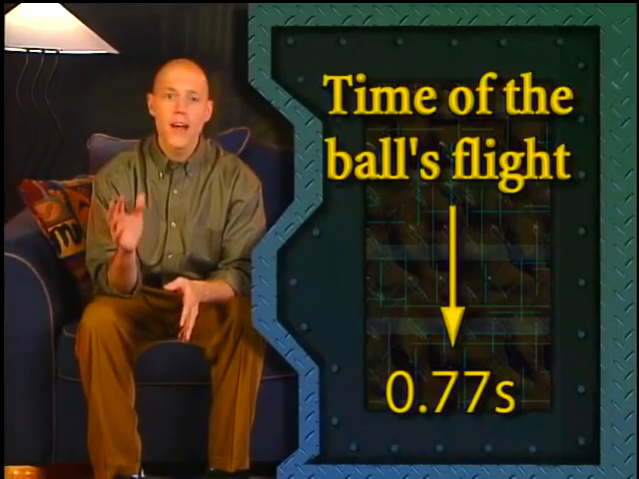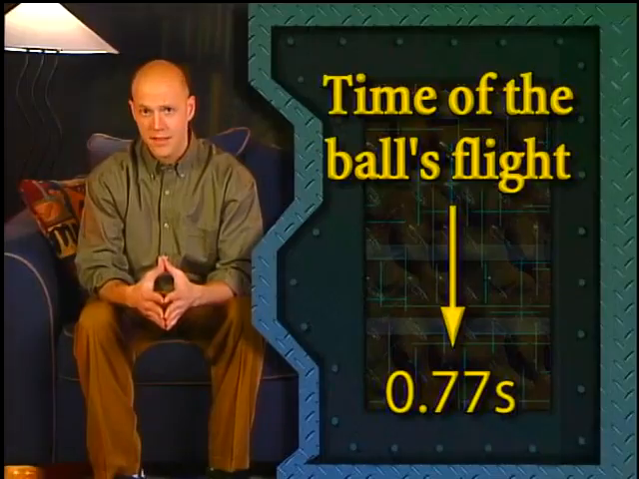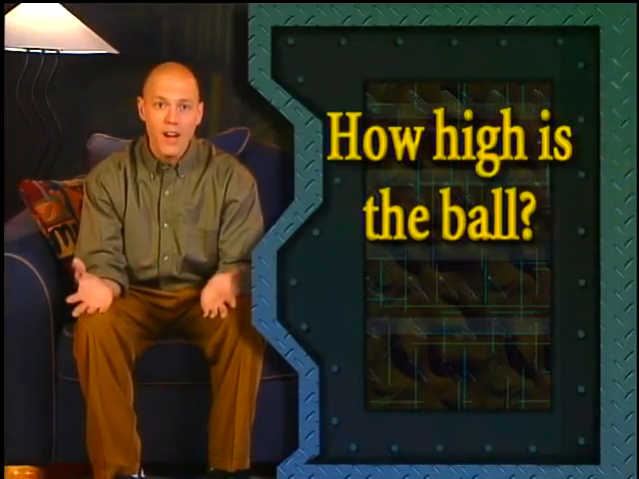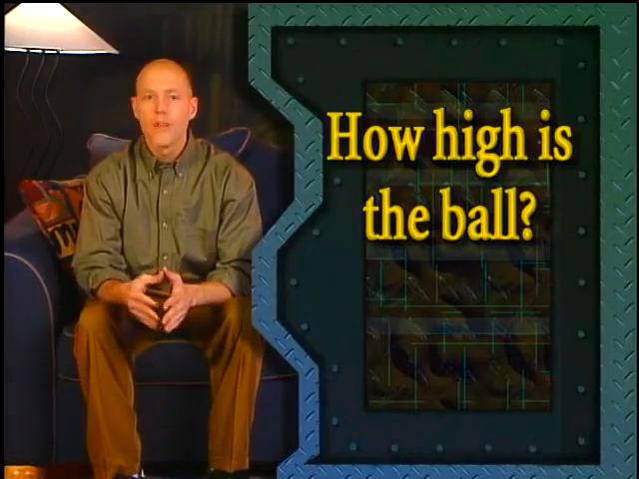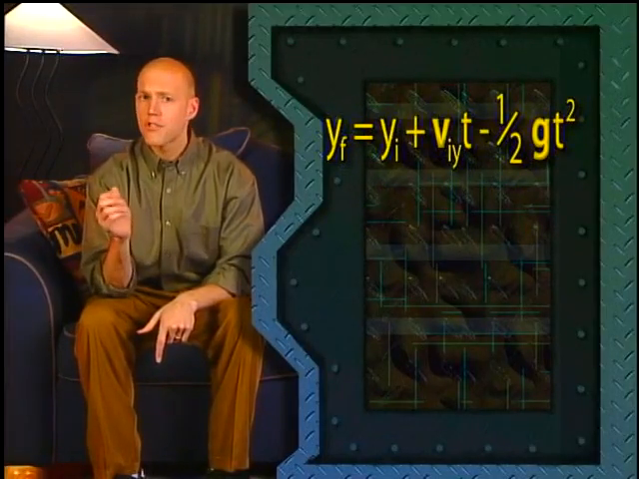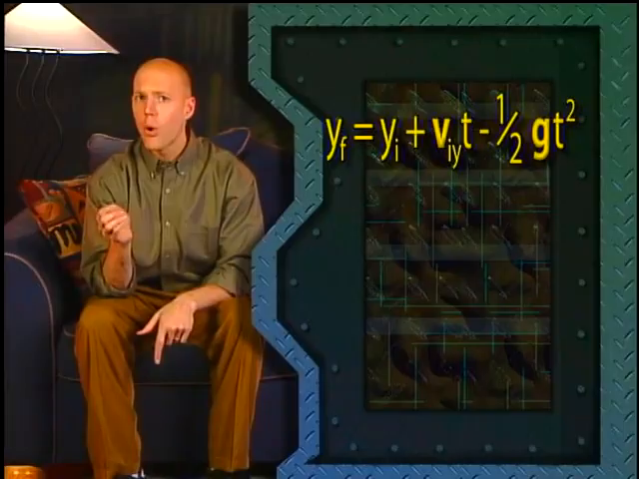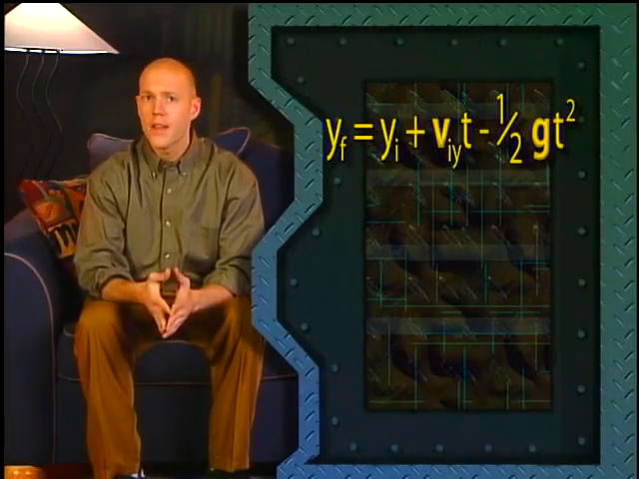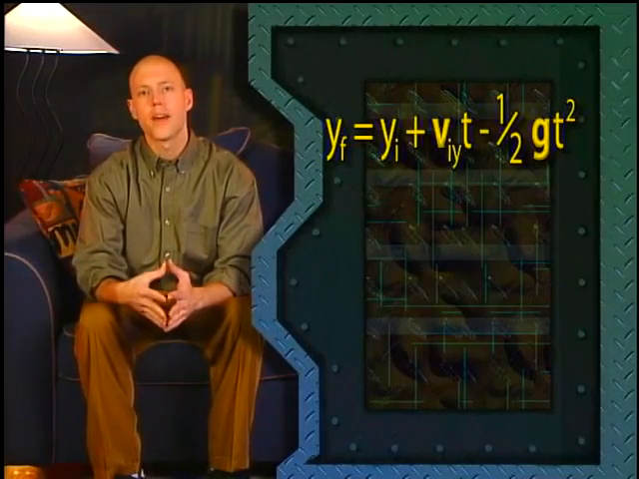It takes the ball that long to go the 20 meters to the net. But we still haven't answered our most pressing question. How high is the ball when it reaches the net? Remember, we're going to use the equation y sub f equals y sub i plus v sub iy times t minus 1/2 gt squared to figure out that answer.